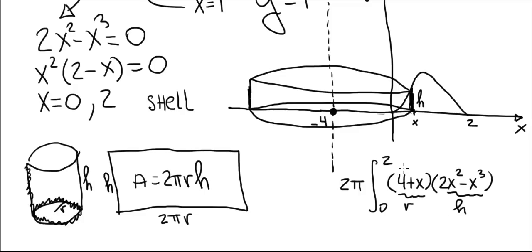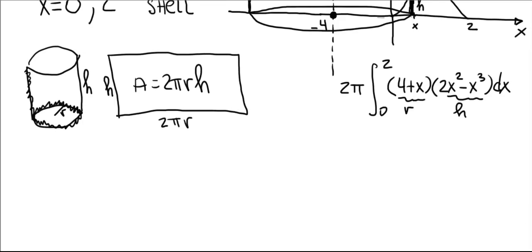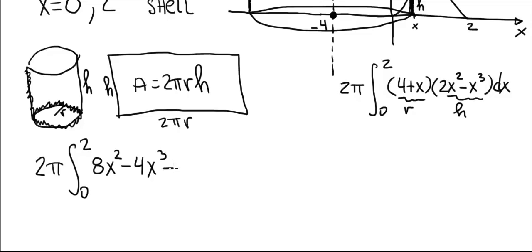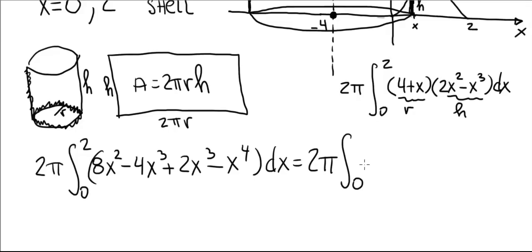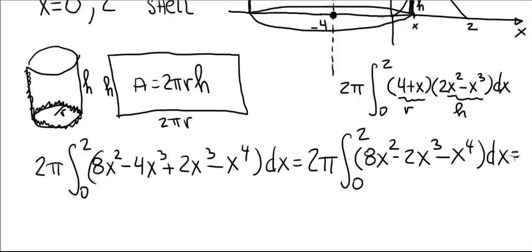We do it for every one of these slices for x between 0 and 2. And the rest of the problem is just integrating this integral, which is not very difficult at all. If we used the washer method, it would be almost impossible to solve. So this is 2 pi times the integral from 0 to 2 of 8x squared minus 4x cubed plus 2x cubed minus x to the 4th. Let's simplify this. It's 2 pi times the integral from 0 to 2 of 8x squared minus 2x cubed minus x to the 4th. It's a very easy integral to evaluate.